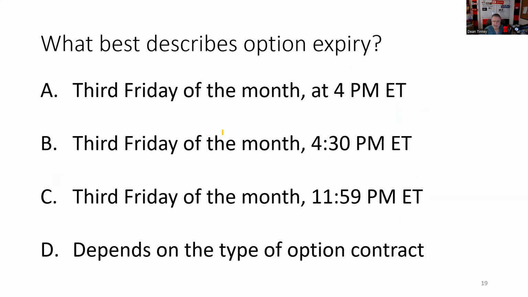What best describes options expiry? This is very much a test question. Angels weep for you if you miss this one. Options expire on the 3rd Friday of the expiry month at 11:59 Eastern time. As distractors, I put in A, that's when they cease trading.